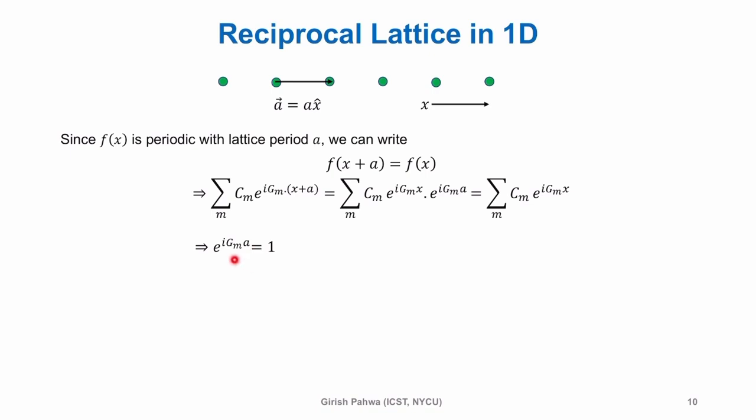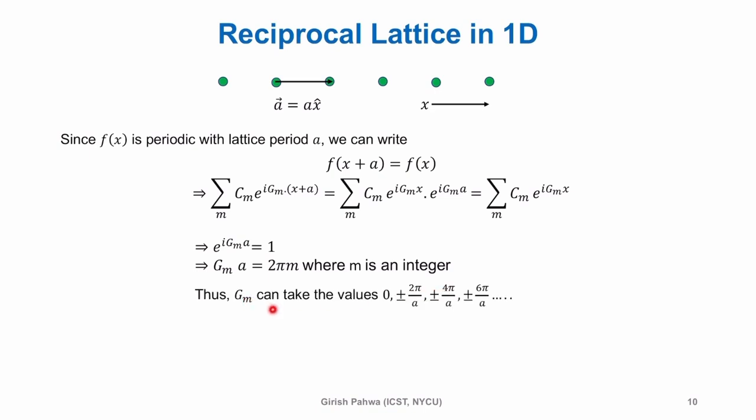So this Gm times a has to be an integral multiple of 2 pi. Okay, so what will be the Gm then? Gm will be equal to 2 pi m by a, where m is an integer. Okay, so what will be the values of the Gm then? I mean, this is an integer. You can start it from minus infinity, goes through 0, go to plus infinity, right? So let's say m equal to 0, m equal to say plus minus 1, that will give you plus minus 2 pi by a, m equal to plus minus 2, that will give you plus minus 4 pi by a, plus minus 6 pi by a, and so on, right?